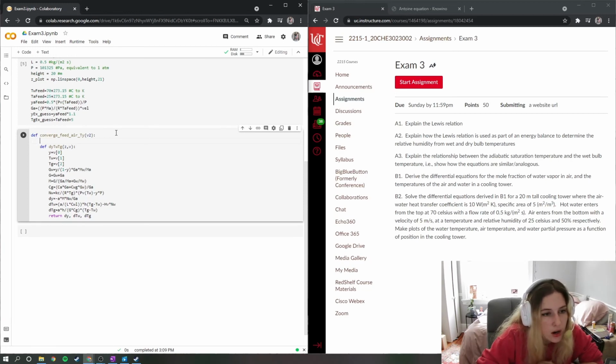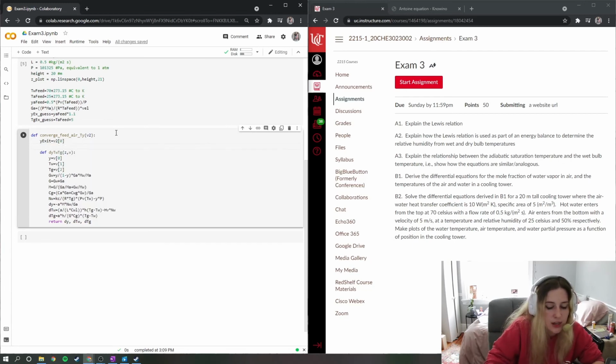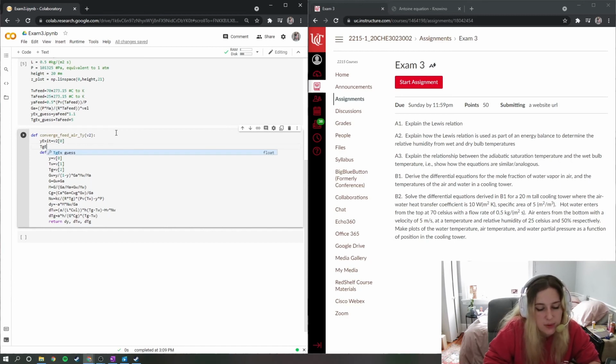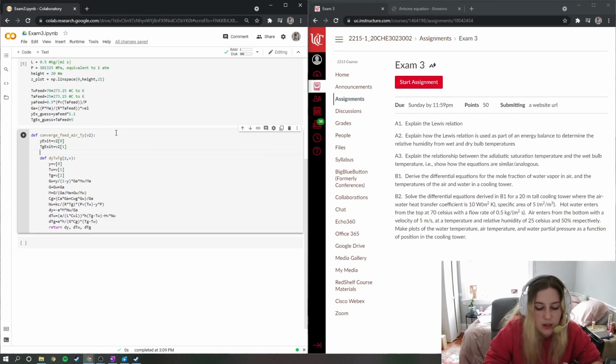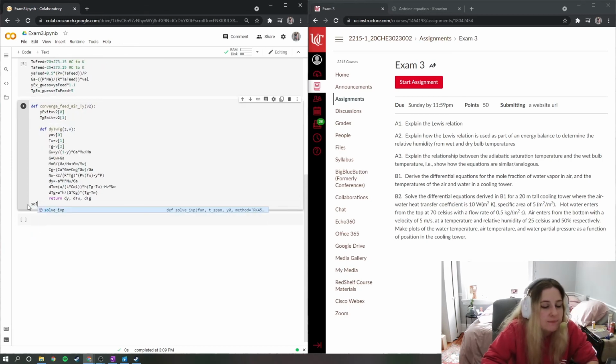So now our y exit, so the mole fraction at the exit, is going to be equal to the first item in that array, the B2 array. Then our TG exit is going to be equal to the second, which is 1. And then I'm going to call the solution sol, and so now we're going to solve the IVP.